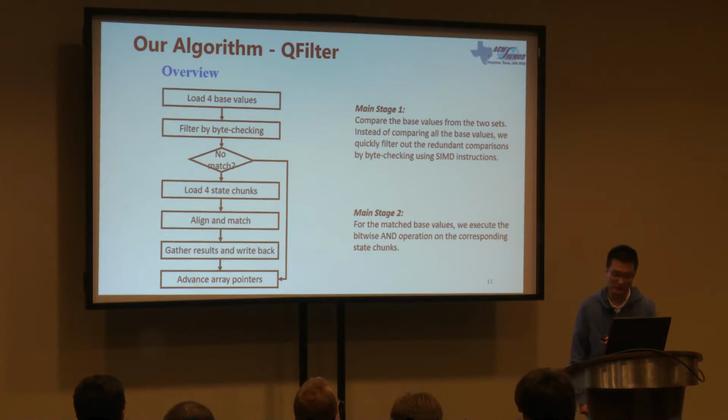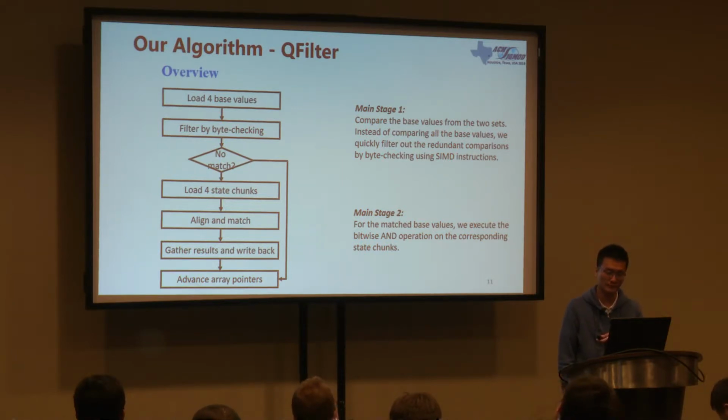And at the second stage, if there are some matched base values, we load the 4 state chunks from the two BSR sets, align them according to the matches of their base values, and intersect them. Then we collect the matched base values and intersected state chunks and write them back to the result. Finally, we advance the array pointers to the next iteration.